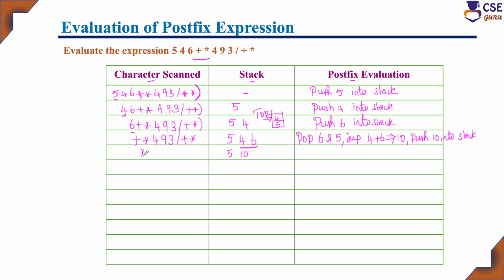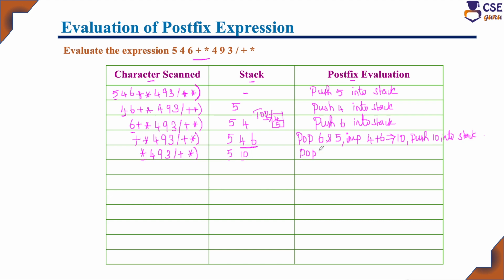And then multiplication operator, 493 division plus multiplication, closed parenthesis should be there. And next comes the multiplication operation. So whenever you are encountering an operator, you have to pop the top 2 elements from the stack and you have to implement the corresponding operation. So here the top element is 10.